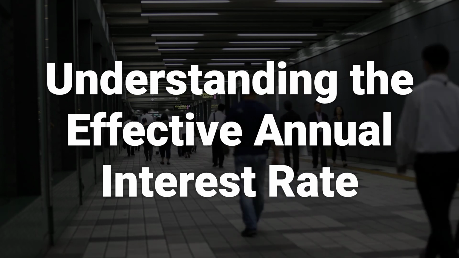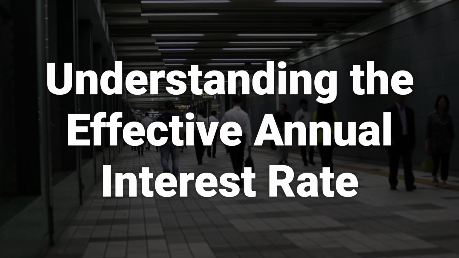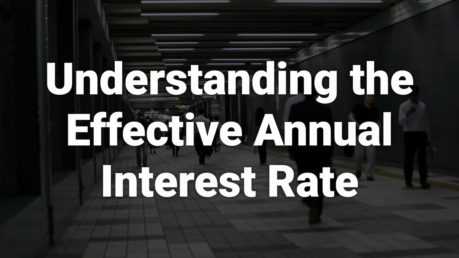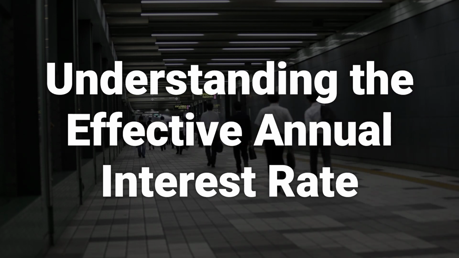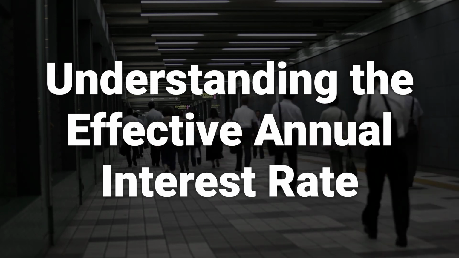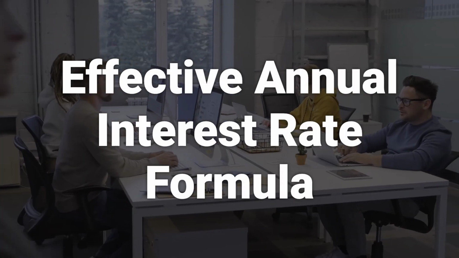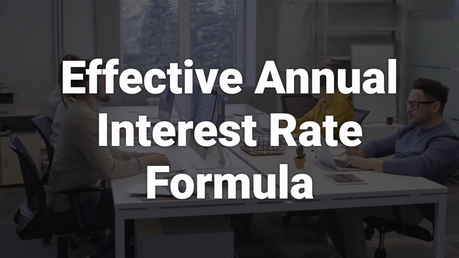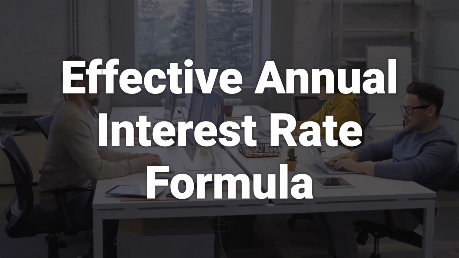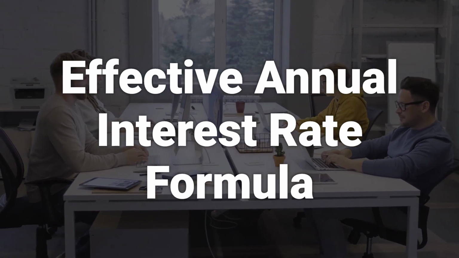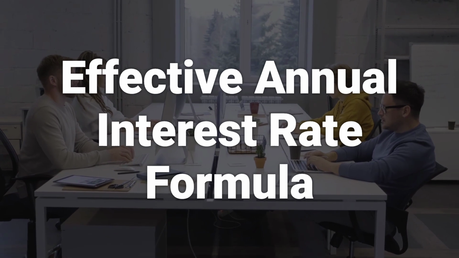The effective annual interest rate describes the actual interest rate associated with an investment or loan. It takes into account the fact that more frequent compounding periods lead to a higher effective interest rate. The formula to calculate the effective annual interest rate is (1 + i/n)^n - 1, where i is the nominal interest rate and n is the number of periods.